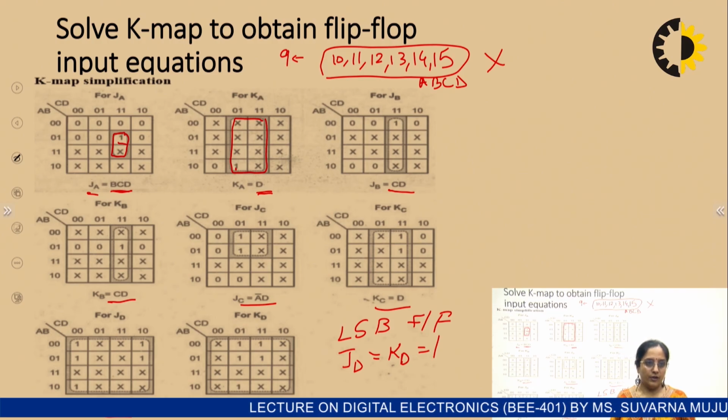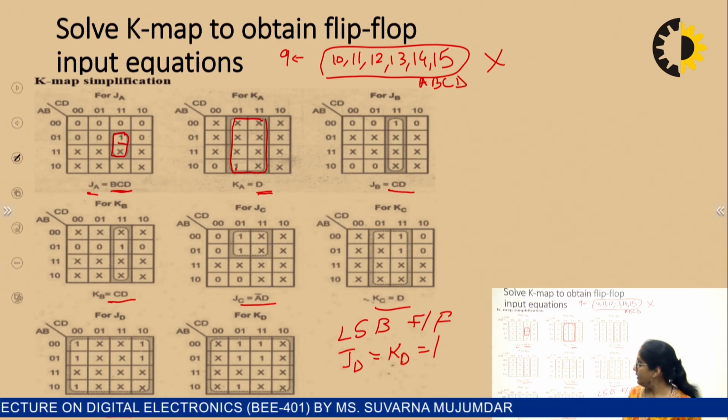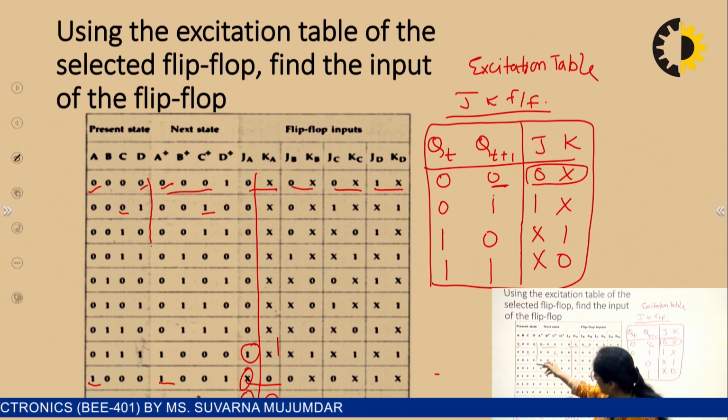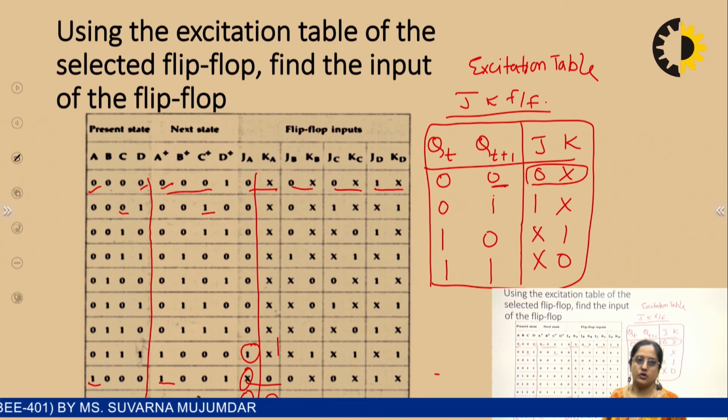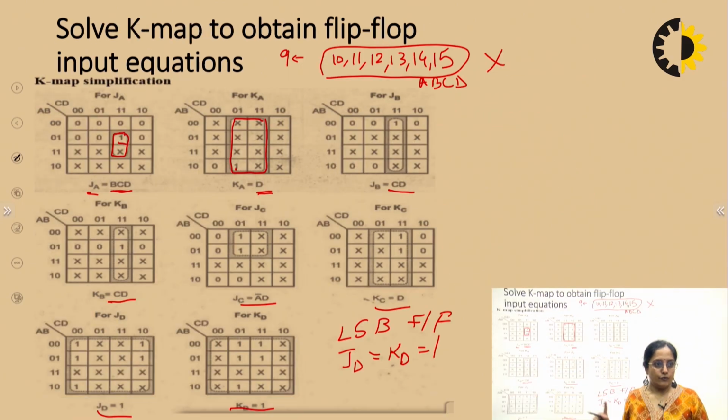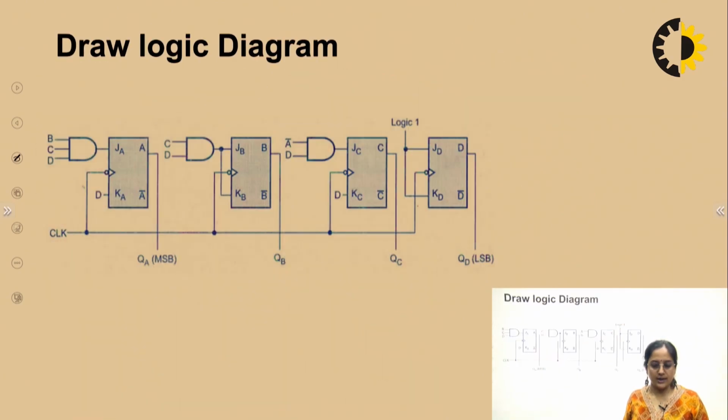Other flip-flops depend on the counting value, whether we need 1, 2, 3, but you can find here D is changing for every position. So, for this flip-flop, the inputs must be 1. So from these equations, we will draw the logic diagram.